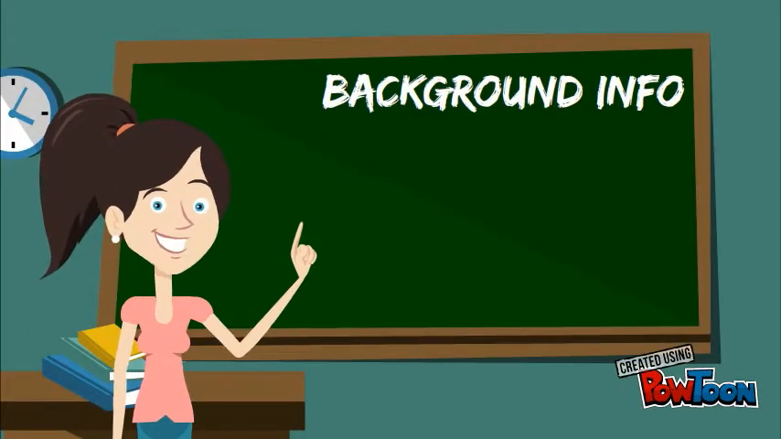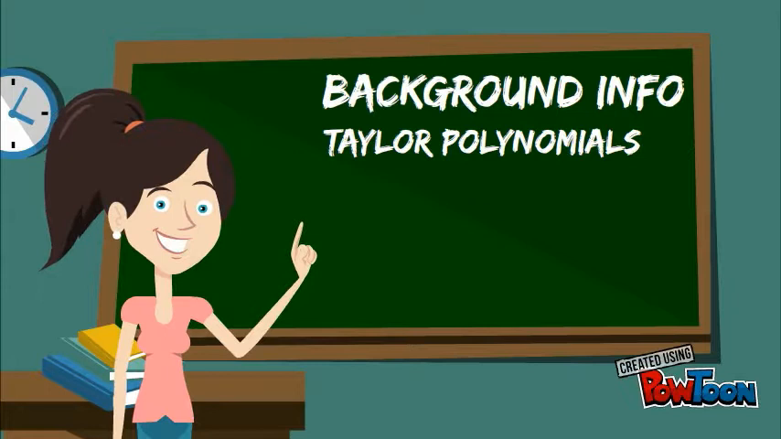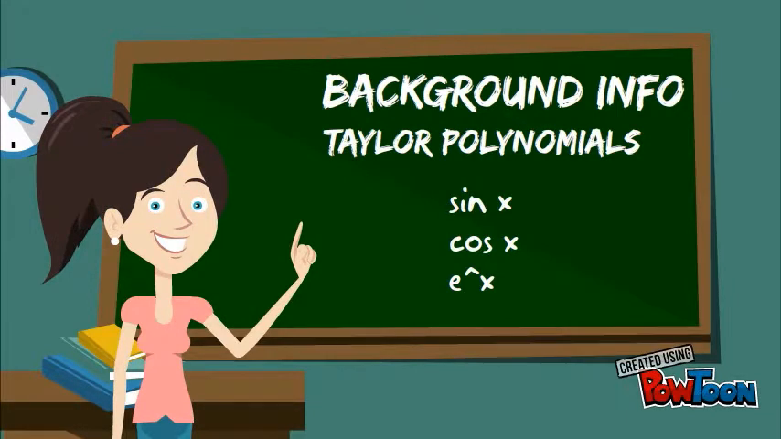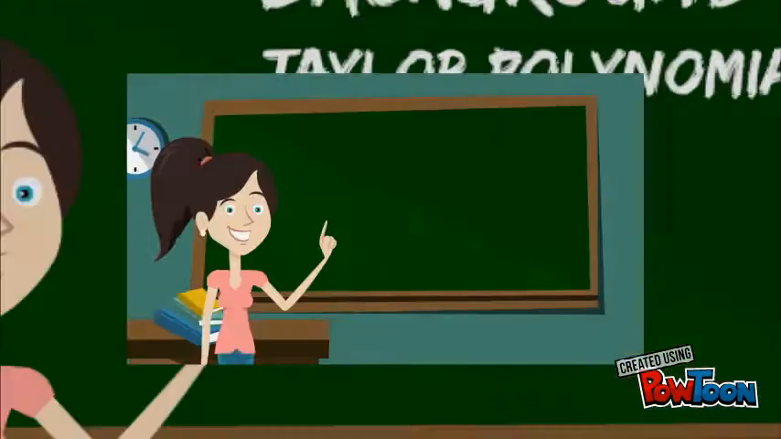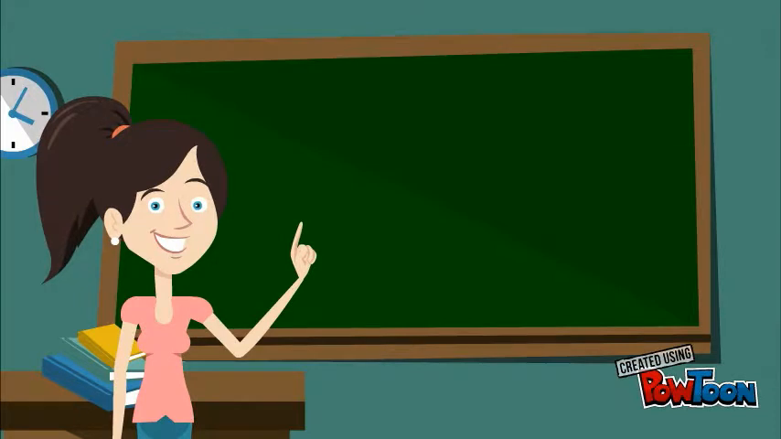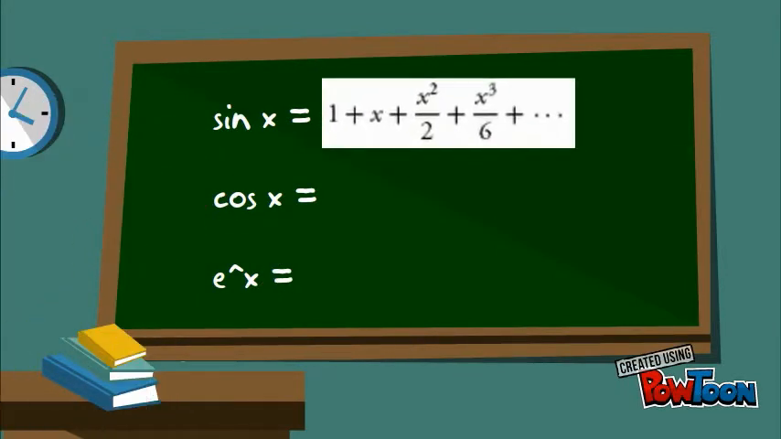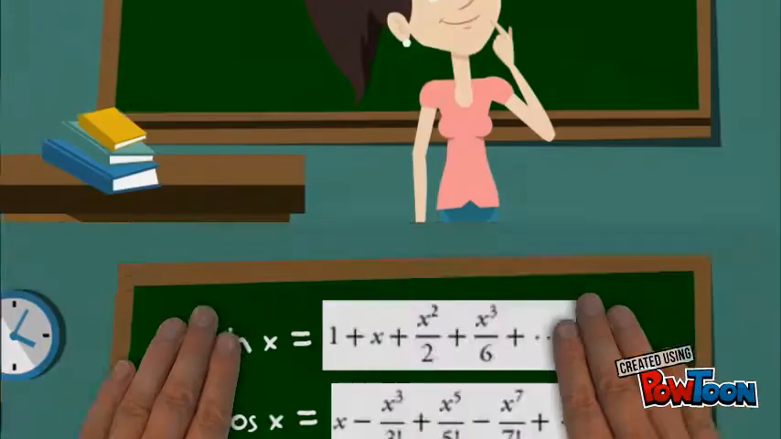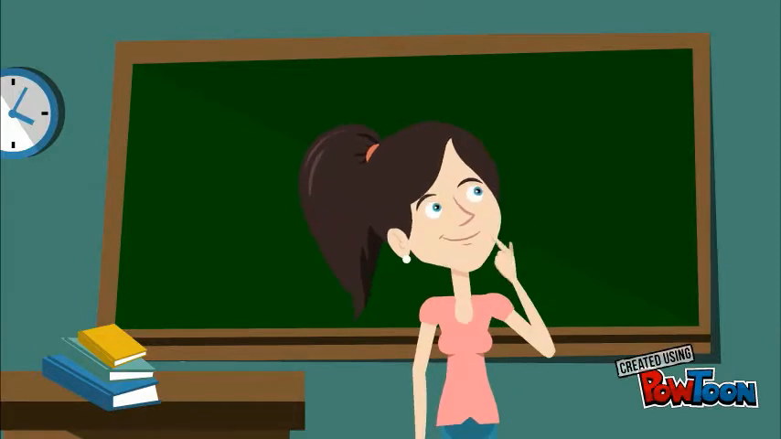Next, we need to remember some basic Taylor representations. Out of the 4 basic Taylor series we learned this year, we need to know sine of x, cosine of x, and e to the power of x for this proof. In case you forgot, the Taylor series for sine of x, cosine of x, and e to the power of x are shown on the board. Now, we are finally ready to begin our proof.